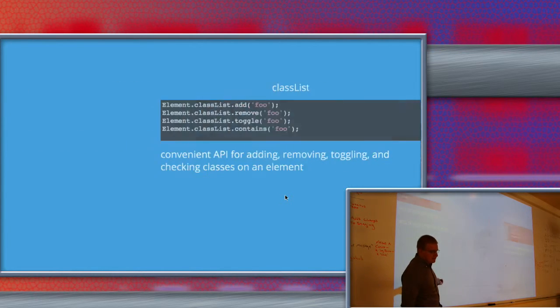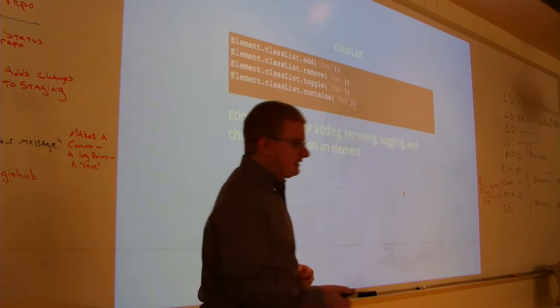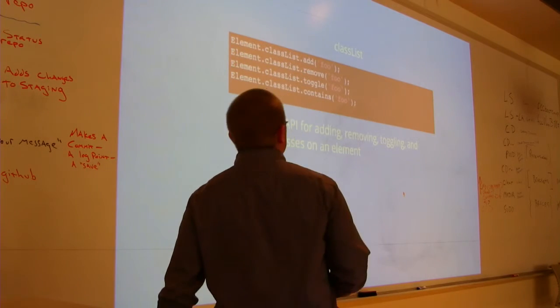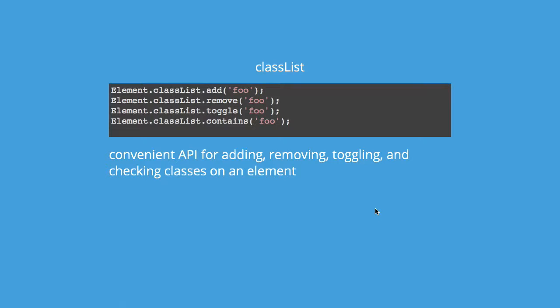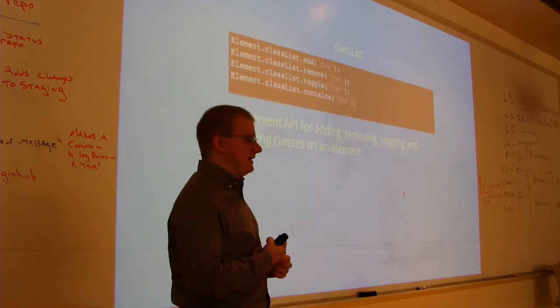Then classList. We've talked about this a bit already. classList is an API that we can use to add, remove, toggle, or check if it contains a particular class. So instead of having to parse out that string, we can use classList. Contains will give me a boolean true or false. Add, remove, and toggle will actually change the classes on that element.